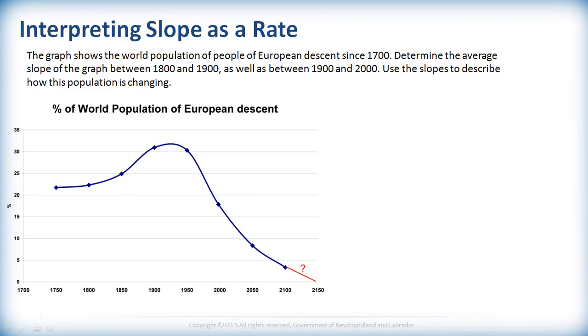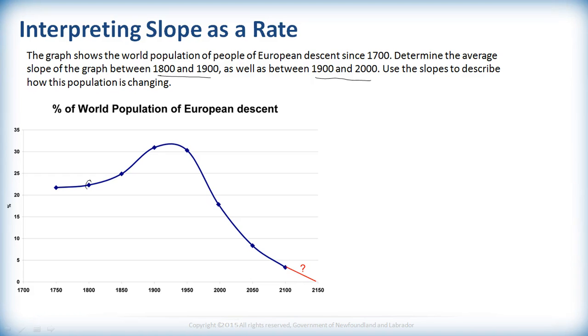Okay, let's look at this one. The graph shows the world population of people of European descent since the year 1700. Determine the average slope of the graph between 1800 and 1900, as well as between 1900 and 2000, and use these slopes to describe how the population is changing.